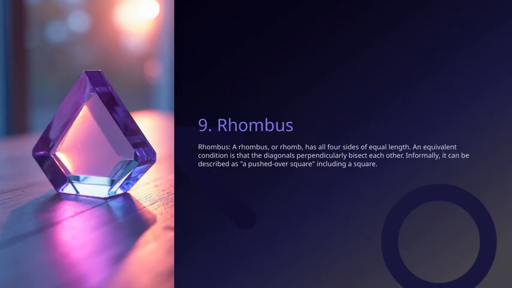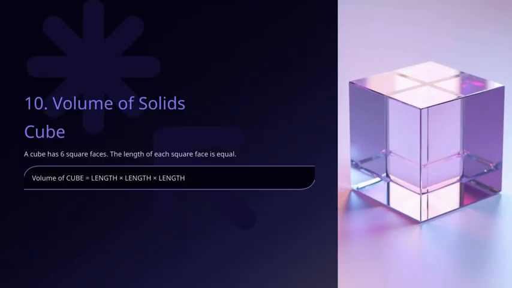You can think of a rhombus as a pushed-over square. It looks like a square that's been tilted or slanted, but it still maintains that equal side length. Interestingly, a square itself is a special type of rhombus because it meets all these conditions. So, in the context of our overall discussion on quadrilaterals, understanding the properties of a rhombus helps us see how these special shapes relate, especially how symmetry and angle relationships define their unique characteristics. Now, let's talk about the volume of solids, starting with the cube.